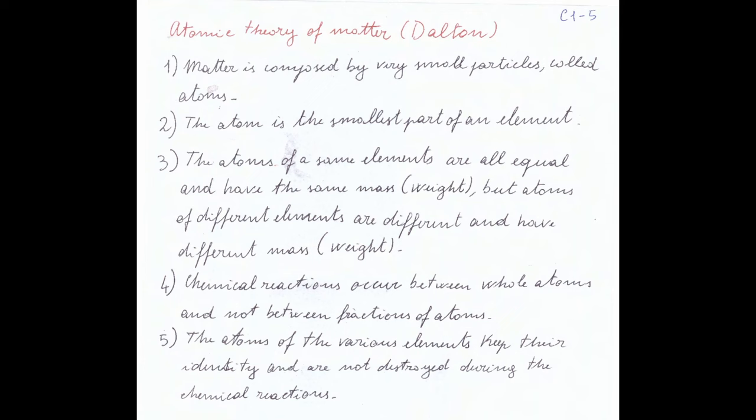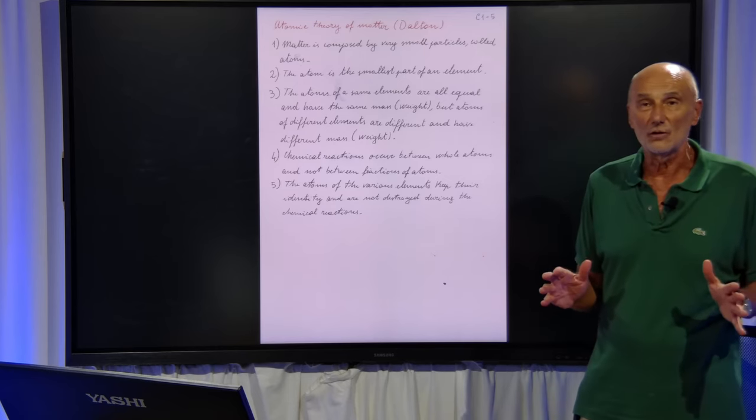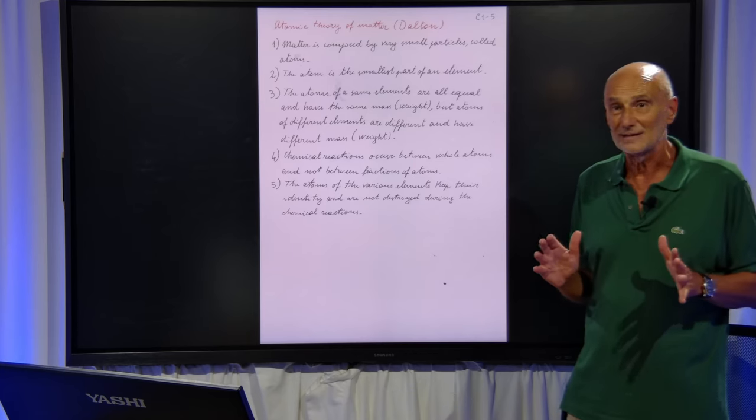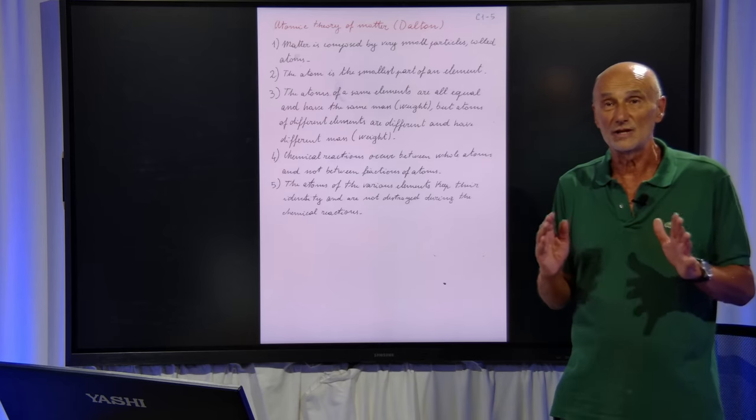Well, the fourth point of the atomic theory of matter formulated by Dalton says that chemical reactions occur between whole atoms and not between fractions of atoms. Finally, the fifth point says that the atoms of the various elements keep their identity and are not destroyed during the chemical reaction. Look, the only point in which the atomic theory of matter by Dalton fails is that, according to Dalton, atoms cannot be divided anymore.